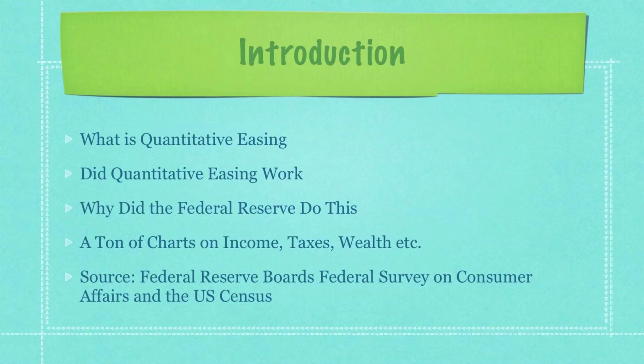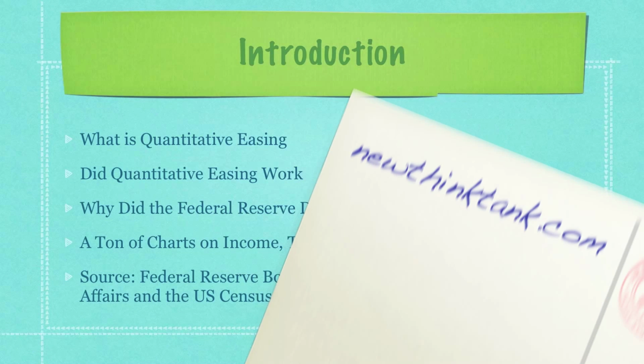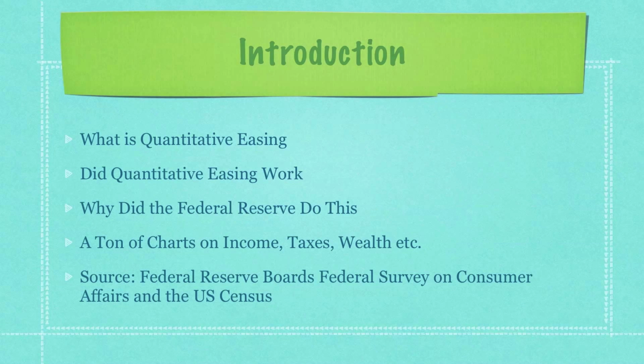I'm going to go over exactly what quantitative easing is. Did it work? I'm going to show why the Federal Reserve chose to use quantitative easing to try and bring the United States out of its current economic crisis. I'm going to show you tons of charts on income taxes, wealth, net worth, etc. that I promise will not be boring. And for the most part, my main source here is the Federal Reserve Board's Survey of Consumer Finances and the U.S. Census, unless I tell you otherwise.